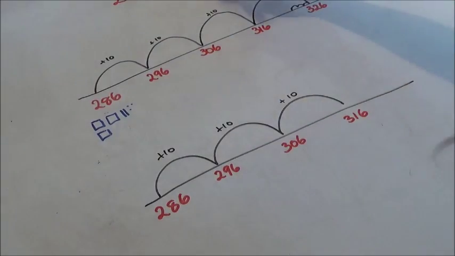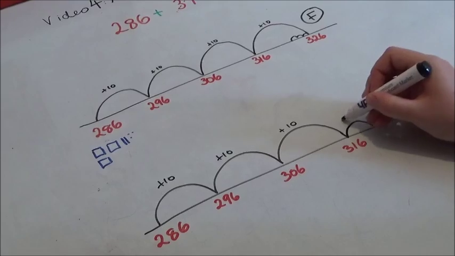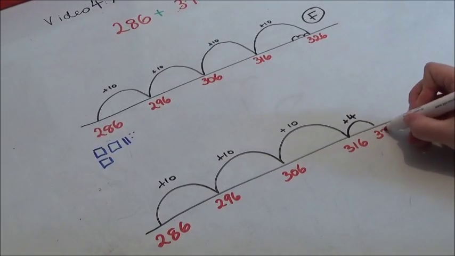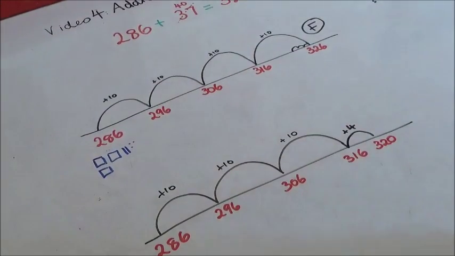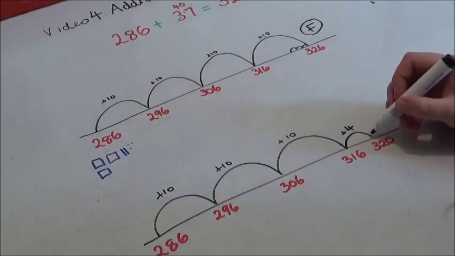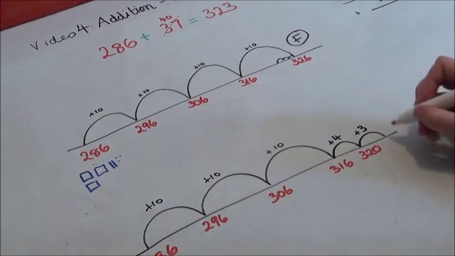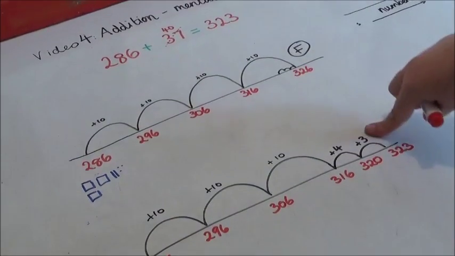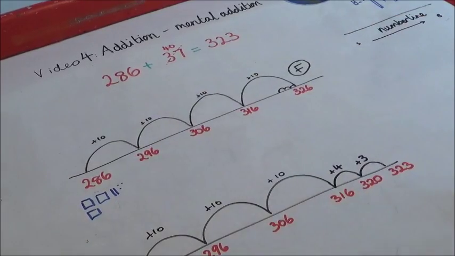I'm then going to add my 7. Now I know that if I add another 4 on, I'm going to get to 320. I know that 7's made up of 4 and 3 from my number facts before, so I just need to add on another 3. And my answer is 323. The same answer, this had more steps in, this way's more fluent, but they both work the same way.